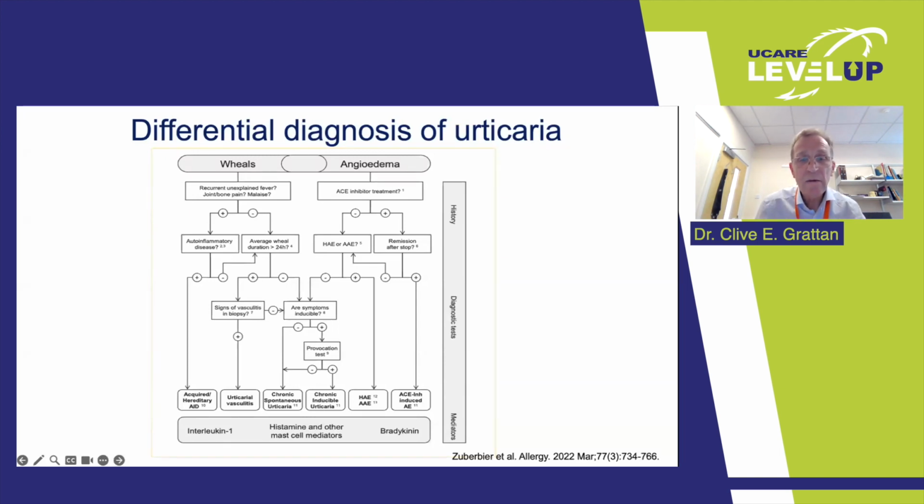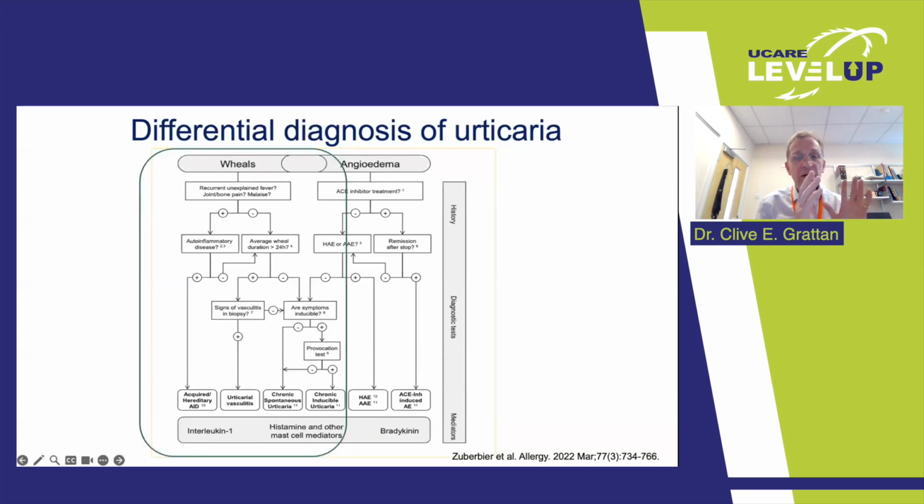So for instance, if we look at the side with mainly wheals, but some angioedema, we need to know, is there any unexplained fever? And if there is, we think of autoinflammatory disease. Is the wheal duration more than 24 hours? If it is, we think of vasculitis. And are the symptoms inducible with provocation tests? I'm going to focus more on the urticarial lesions than urticaria today, including acquired and hereditary autoinflammatory disease and urticarial vasculitis. But there are other conditions which present with urticarial rash, which I will show you.